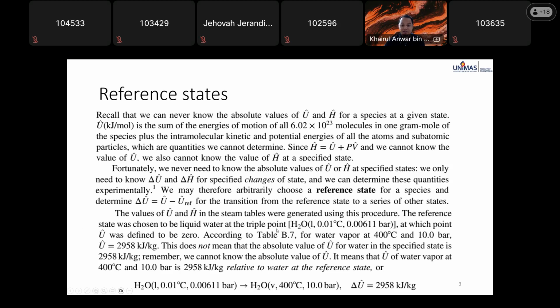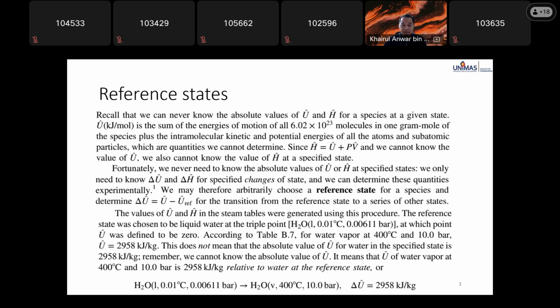The reference state used to be liquid at the triple point. The table B.5 and B.6 is based on this reference state, at which point U was defined to be 0. Table B.7 is always supercritical. Water vapor at 400 degrees C, 10 bar: U is 2958. This does not mean there is an actual value of U. Remember, we cannot know the actual value of U. It means that U of water vapor at 10 bar is 2958, based on the reference state at the triple point.